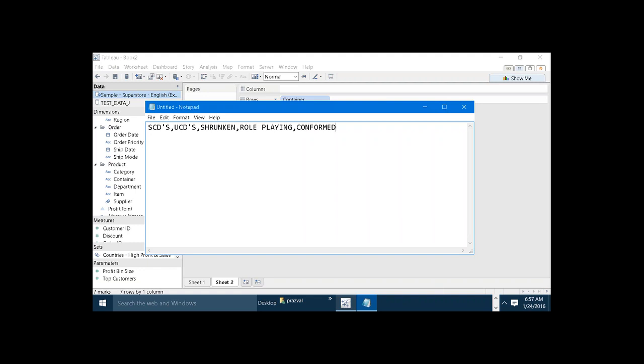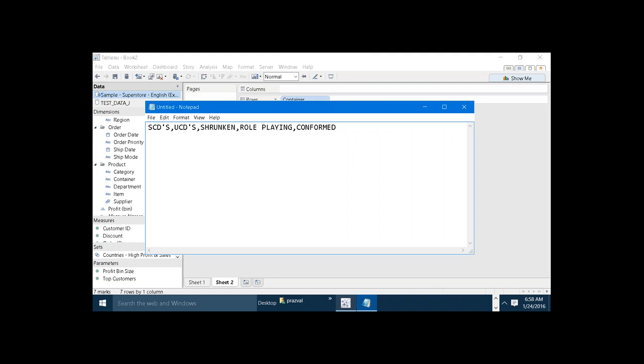Any questions in the dimension type space, and on the basis of the data warehouse, any questions? I have a doubt. Yes, go ahead.